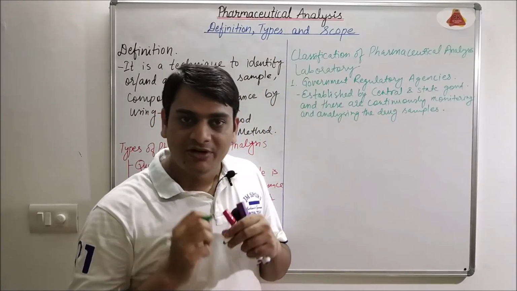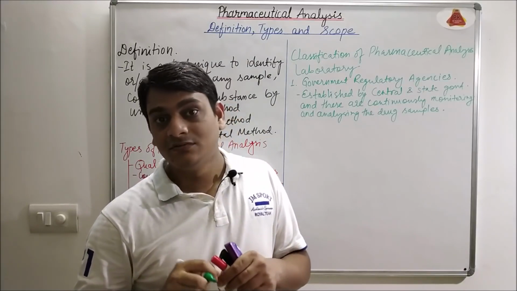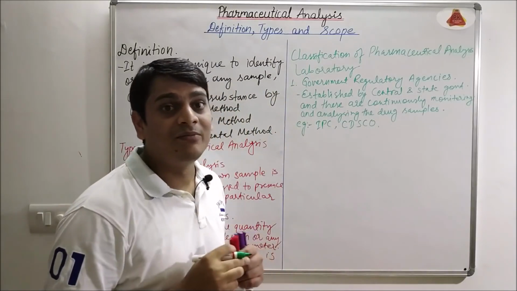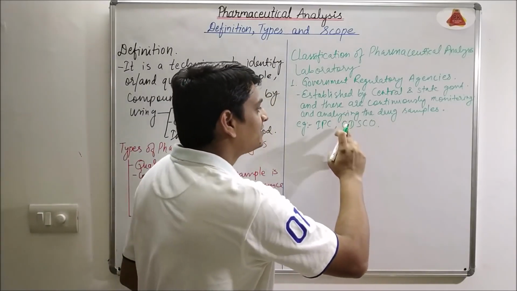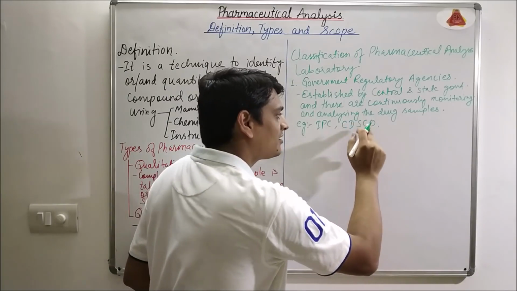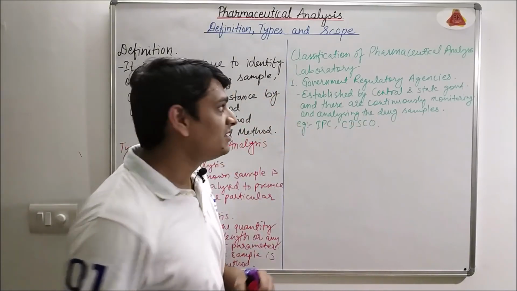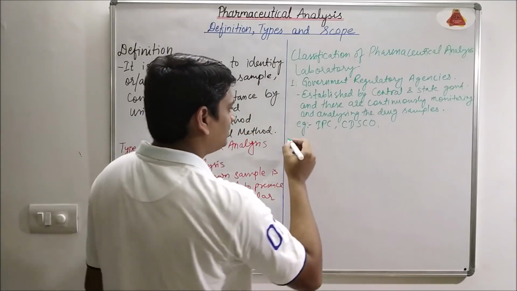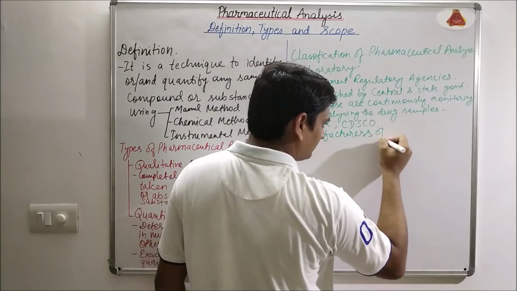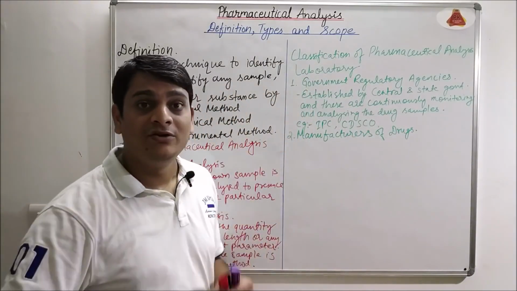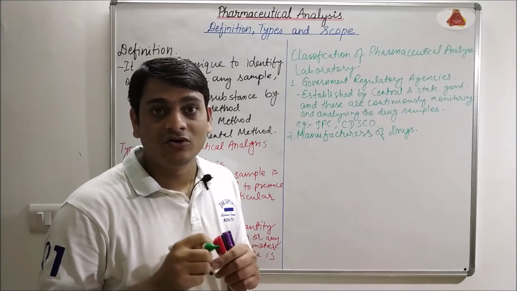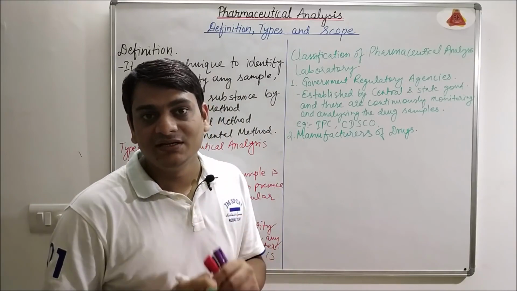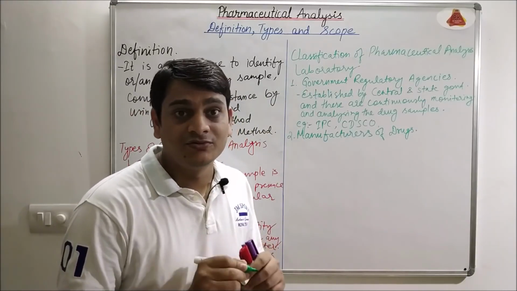Examples of these type of laboratories are IPC, CDSCO, etc. IPC means Indian Pharmacopoeia Commission. CDSCO means Central Drugs Standard Control Organization. Now coming to the second type of pharmaceutical analysis laboratory, that is manufacturers of drugs. A large number of manufacturers from government and non-government sectors are available in India, and those manufacturing units contain analytical laboratories, and laboratories are used to analyze the drugs.